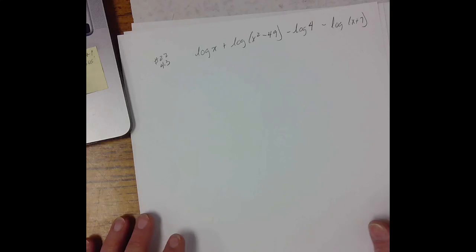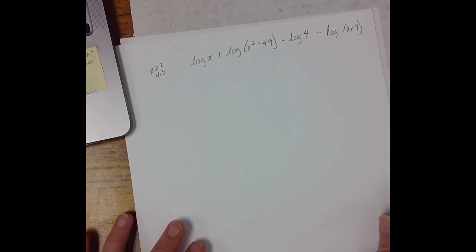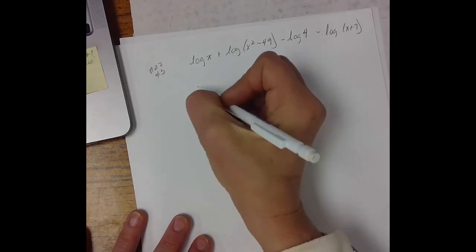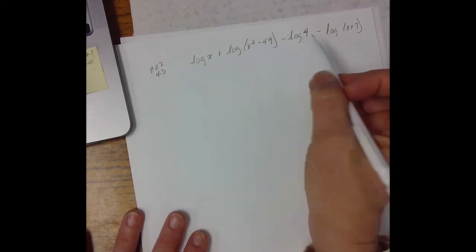Okay, so then the second one we're going to do is problem number 22 on 4.3, and I've got it written out, and for some reason I went uphill. I'm not really sure why, but we'll just go ahead and deal with it.